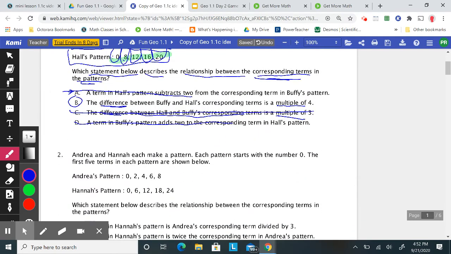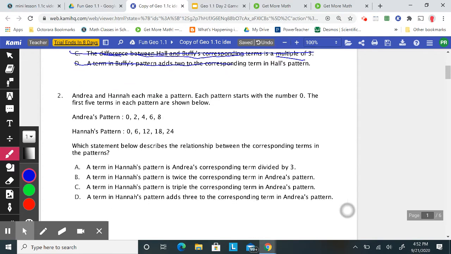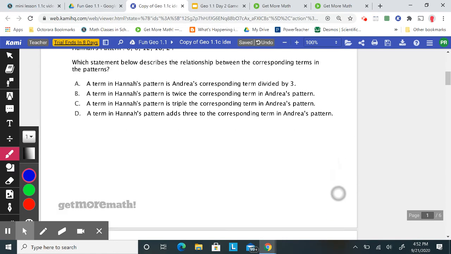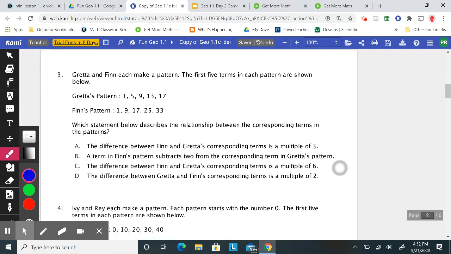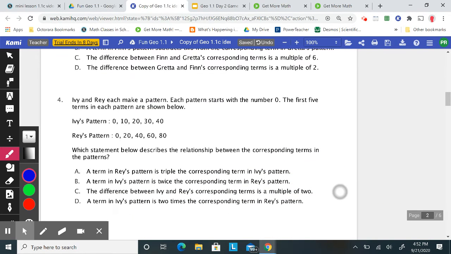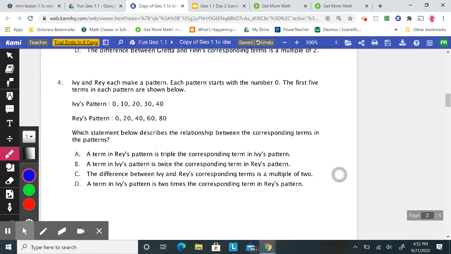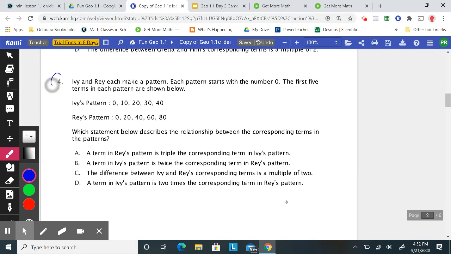Let's go over another one. Let's do 4. So we have Ivy and Ray. They make a pattern. Each pattern starts with 0. Their first 5 terms in each pattern are shown below. So Ivy's pattern is 0, 10, 20, 30, 40. Ray's is 10, 20, 40, 60, 80.